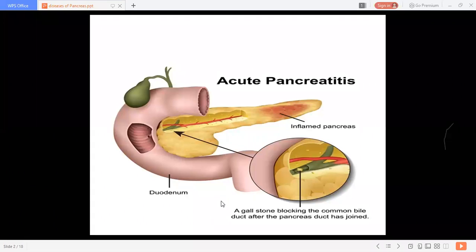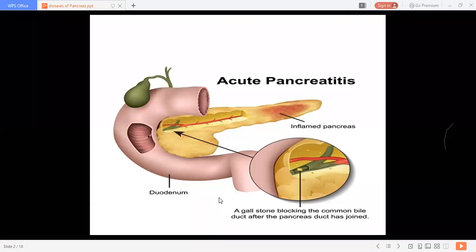Diabetes mellitus. The patient will not have it. It happens only in chronic pancreatitis. It is not a feature of acute pancreatitis.